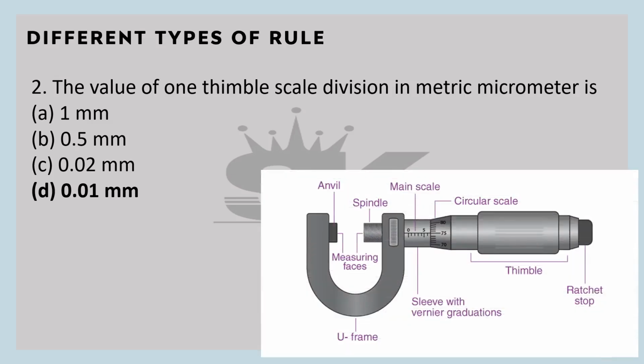So you can see here the micrometer. This is the thimble. And this part is the sleeve. This is the anvil. The work is placed in between the spindle and anvil. This is the U frame, and the ratchet stop. You may get questions.